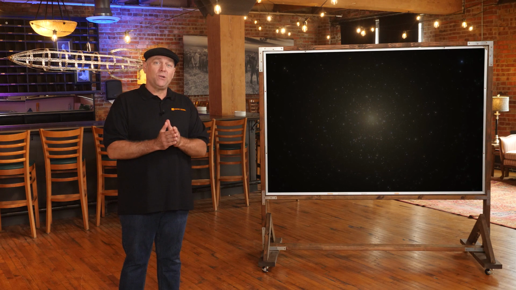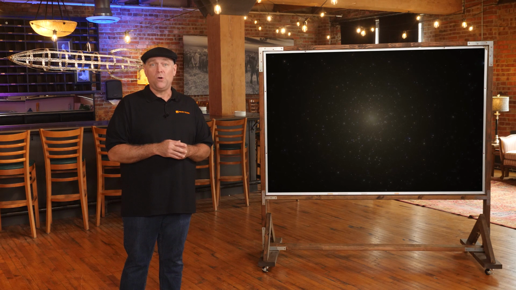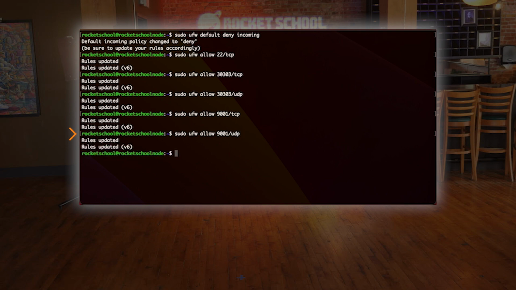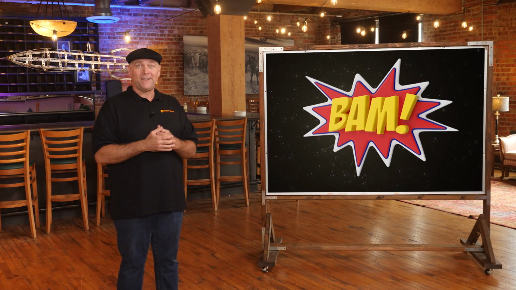Now we want to create a rule so the consensus client can connect to the network. This is done over port 9001. The command for this is sudo ufw allow 9001/tcp, then hit enter. Now let's run the same command for the UDP communication protocol. Sudo ufw allow 9001/udp. Bam! Firewall rules updated.